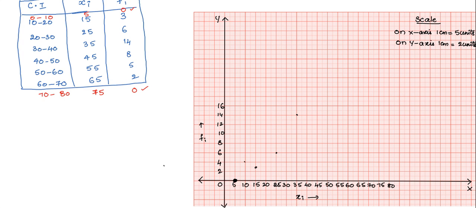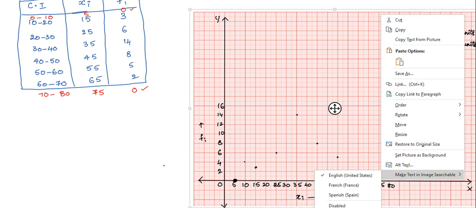Then (45, 8). This is the point we consider. Then (55, 5), which is exactly in between 4 and 6. This is the point. And (65, 2), this is the point. And (75, 0). This is the point, and this one lies on the x-axis.